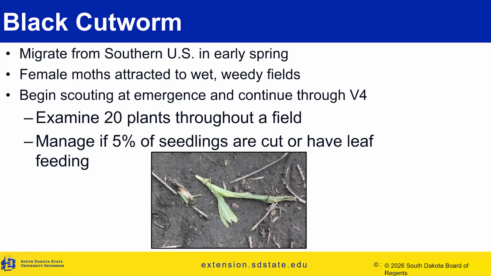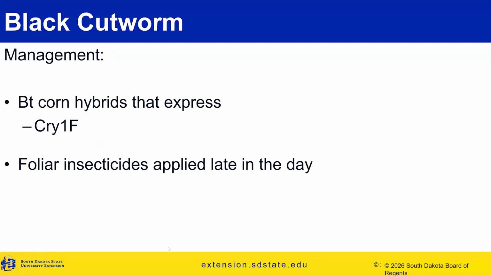To scout for these, look at 20 plants throughout a field. If you have 5% of the seedlings that are cut, if they're laying like the picture shows here, where they're cut and starting to wilt on the ground, or if you notice leaf feeding and you scout in the soil and see some caterpillars present, it's time to spray. Management for these can be accomplished through the Bt Cry1F protein. Foliar insecticides, if they're being used, need to be applied later in the day because these are nocturnal feeders.